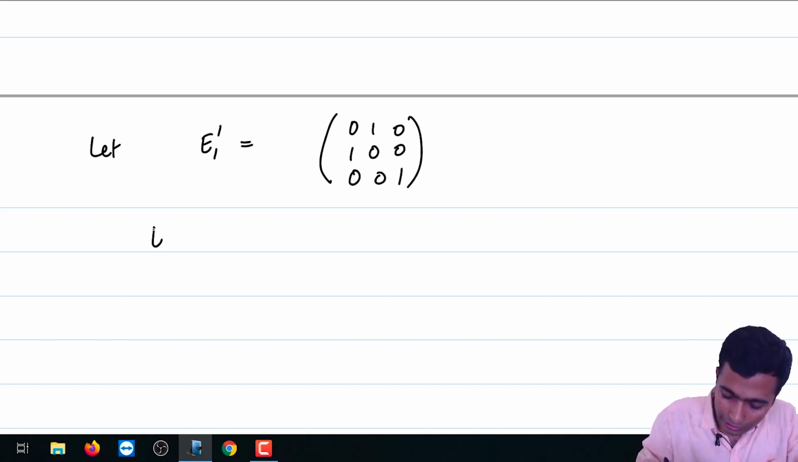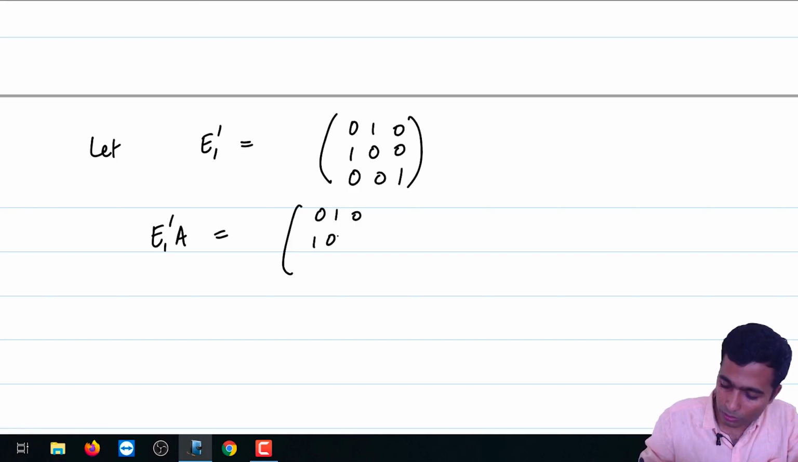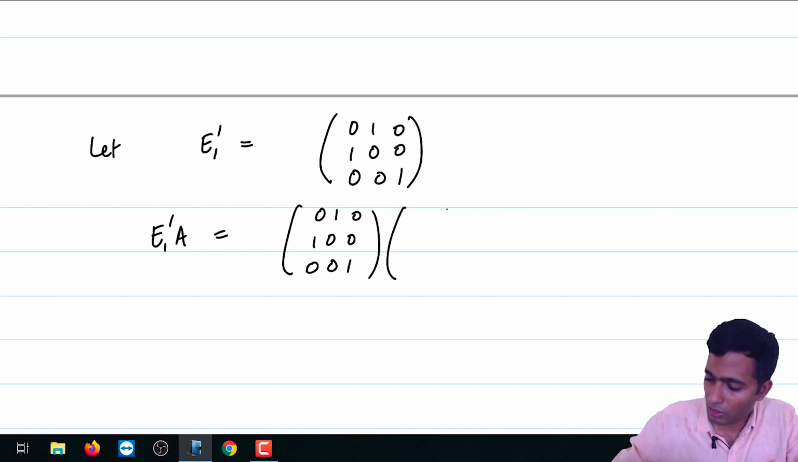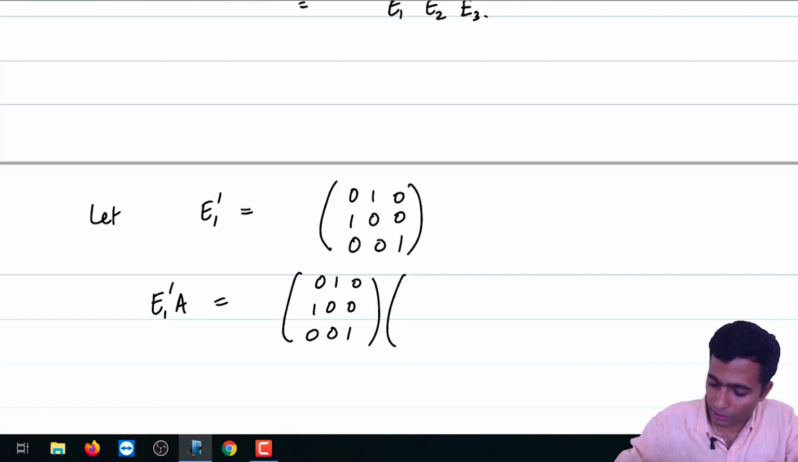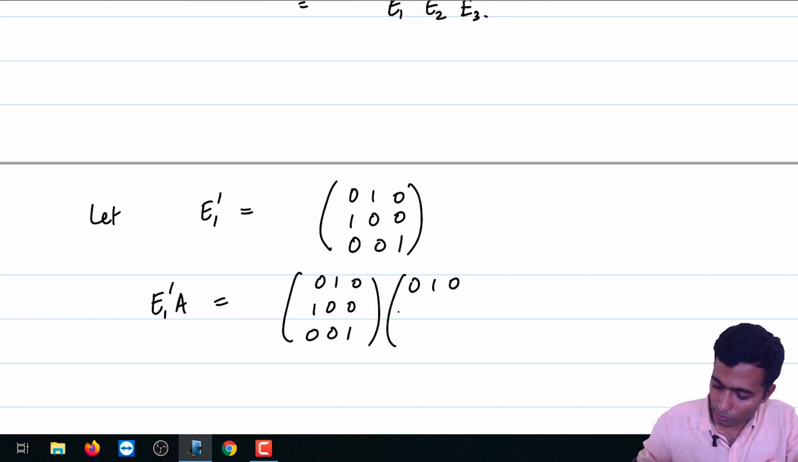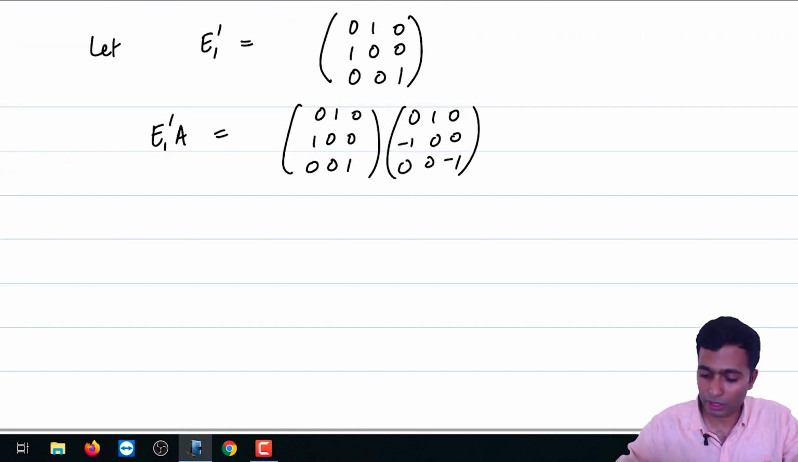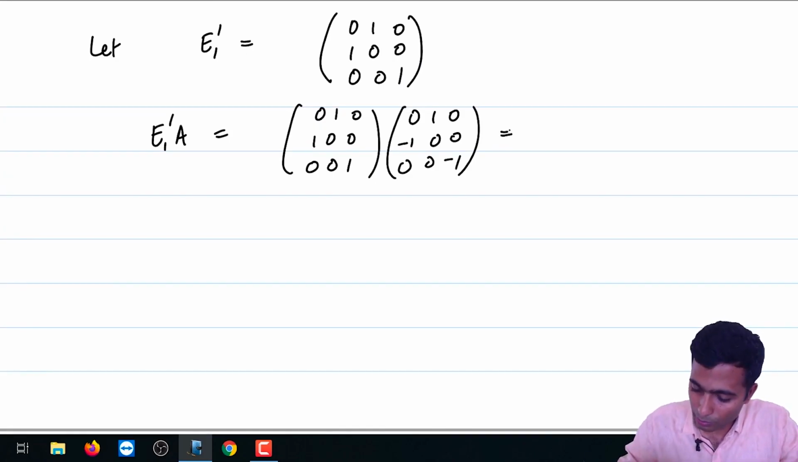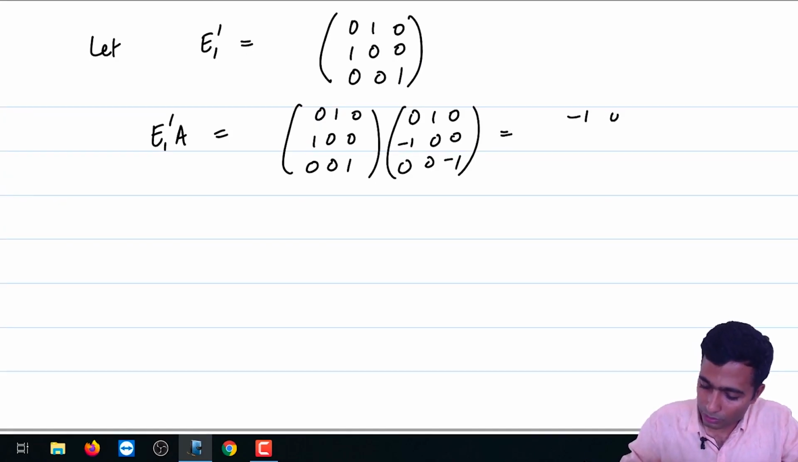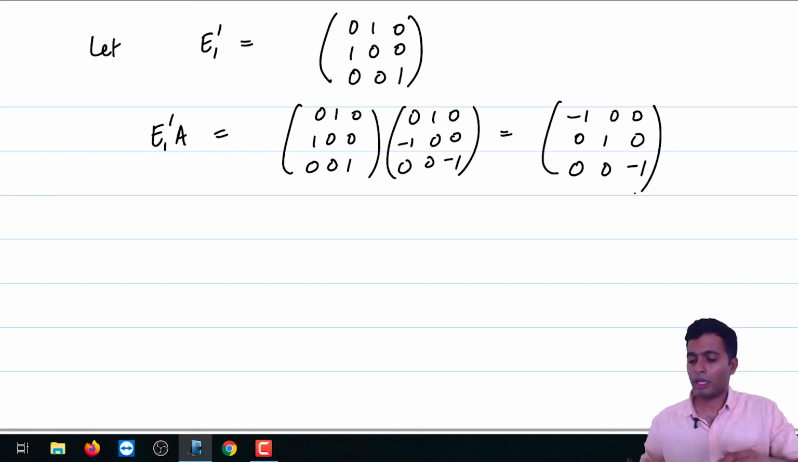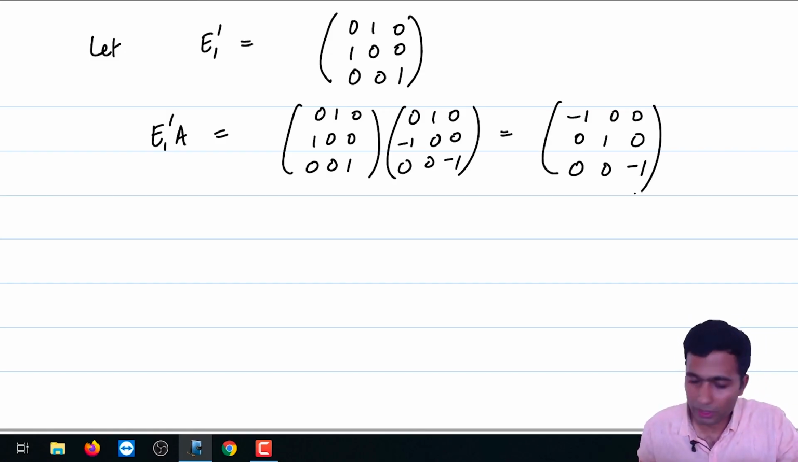So let's check what E1 prime times A is. This will be 0, 1, 0, 1, 0, 0, 0, 0, 1 times our matrix A, which is 0, 1, 0, minus 1, 0, 0, 0, 0, minus 1. After the multiplication, this turns out to be minus 1, 0, 0, 0, 1, 0, 0, 0, minus 1. So we have exchanged the first row and the second row.